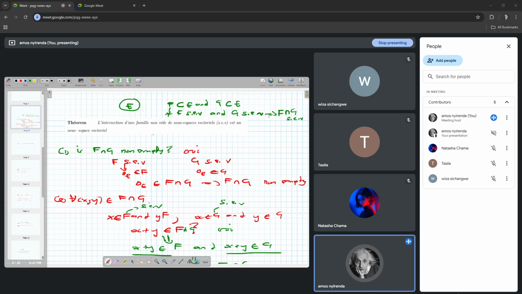Now if you are curious, you are wondering, is the union of two subspaces going to be a subspace? Well, in general, the answer is going to be no. For that, I can give you a counterexample.